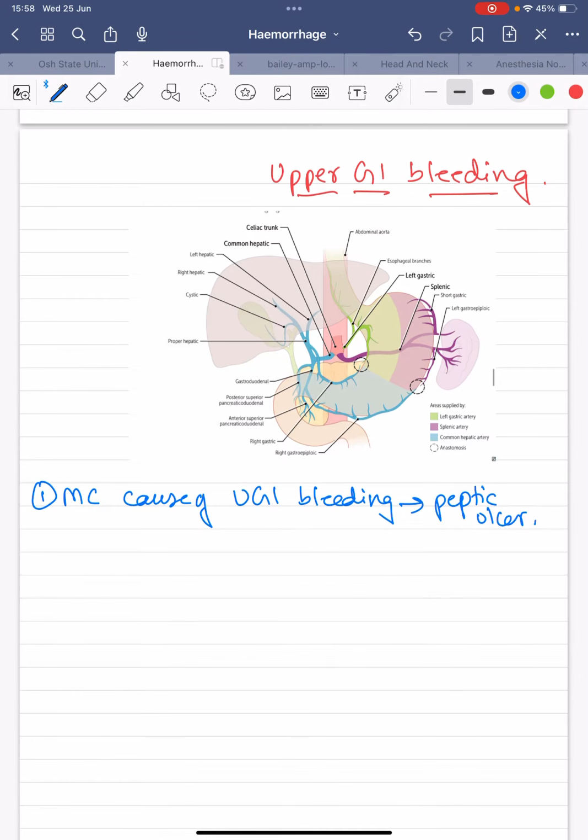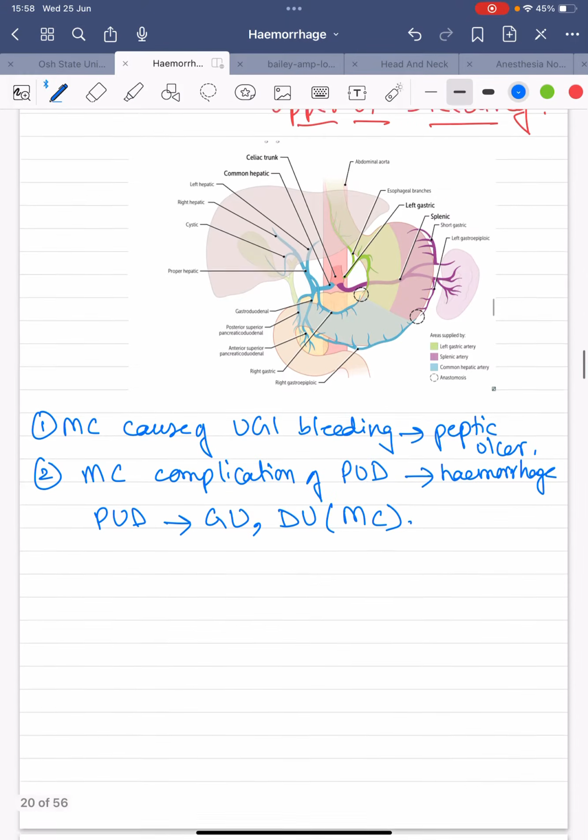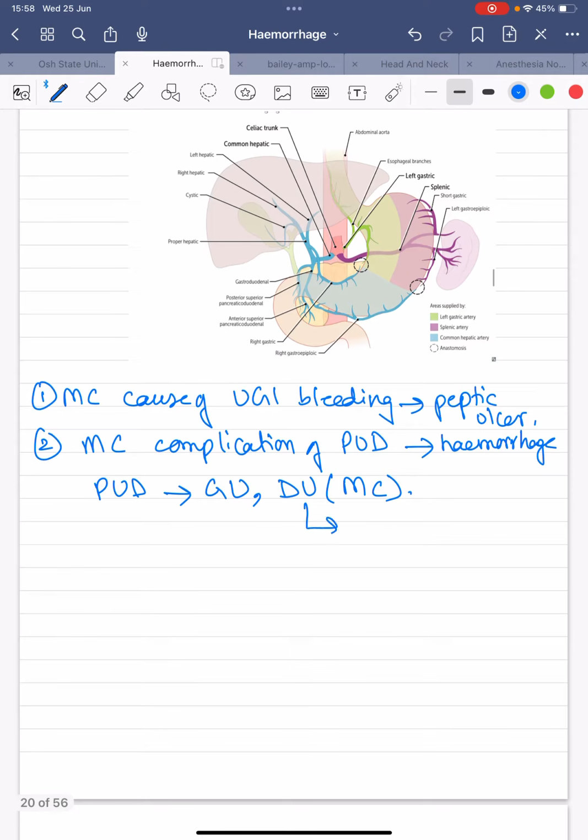Second, most common complication of peptic ulcer disease, answer is bleeding or hemorrhage. Now peptic ulcer disease, please remember, can be gastric ulcers or duodenal ulcers, but most commonly it is the duodenal ulcers. And most commonly, please remember, the duodenal ulcers have a tendency to bleed.